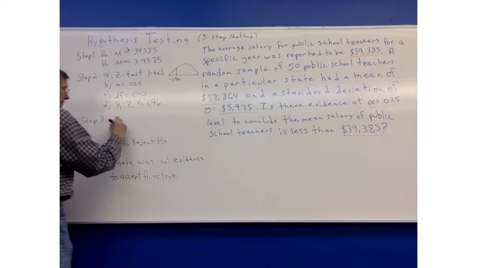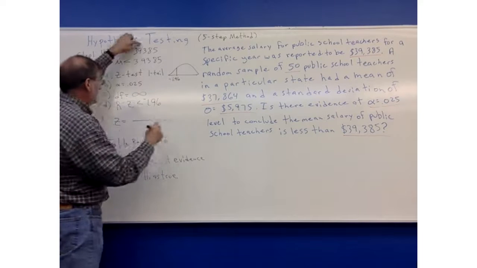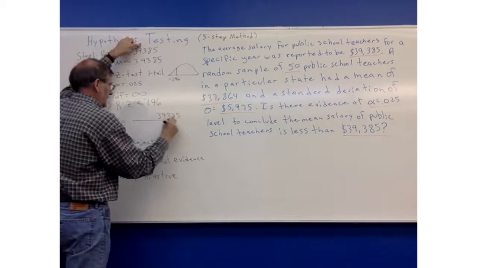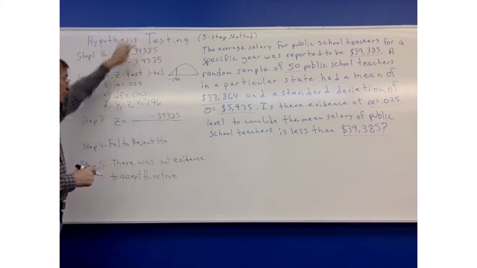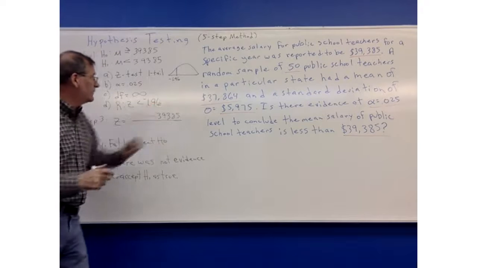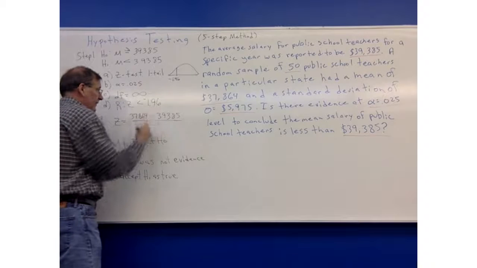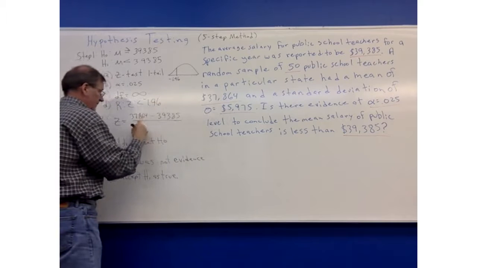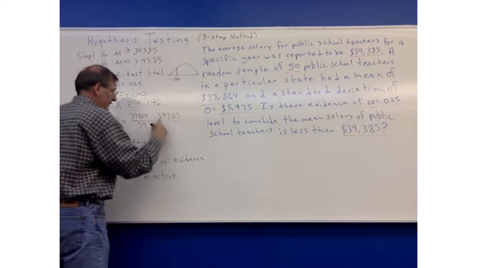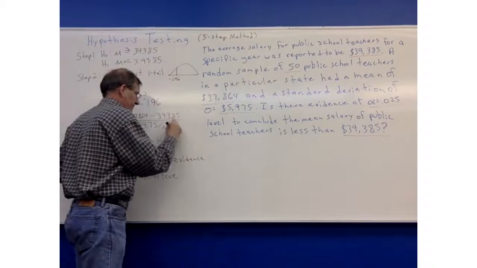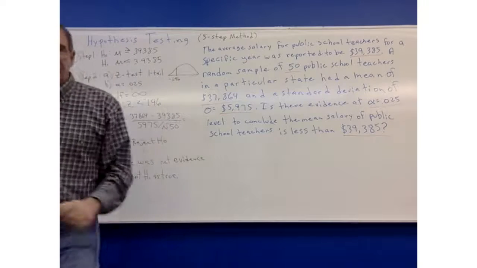Now we'll do the computation. Let's get these numbers. This number is always this number. Now, what was the actual mean we got? This number right here, 37,864. Standard deviation, 5,975 divided by the square root of how many teachers? 50. And then make your computation.